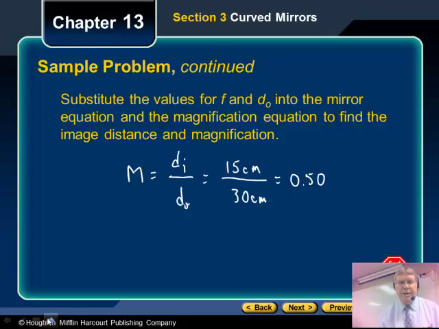So we've used the mirror equation to calculate, we can actually calculate focal length, object distance, or image distance if we know the other two. And then you can calculate the magnification also.